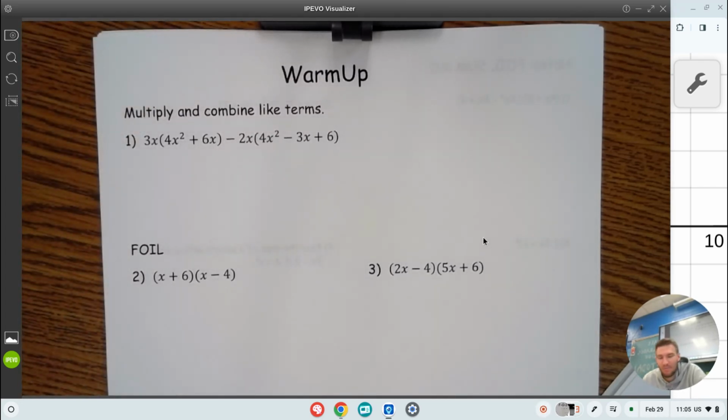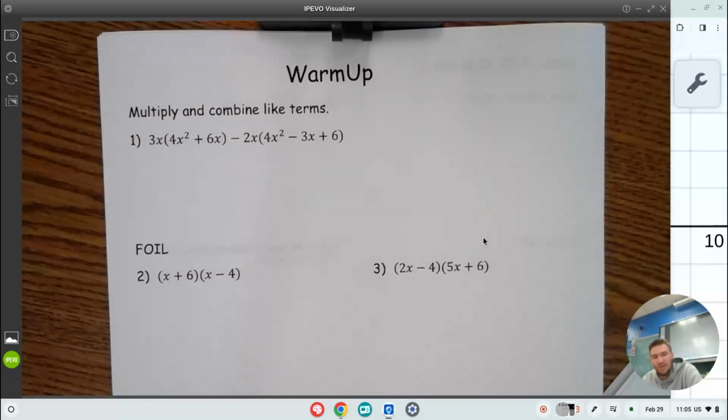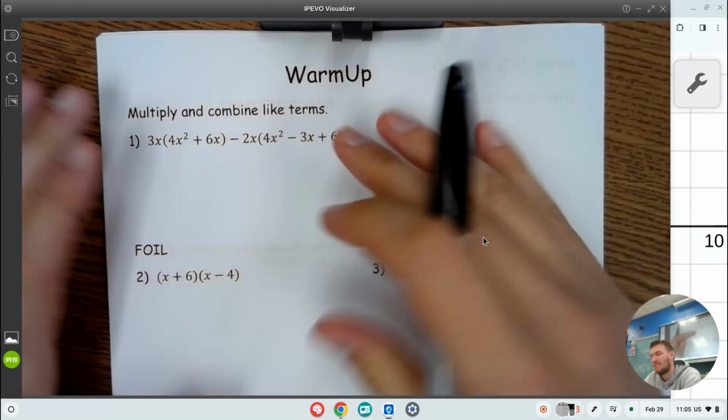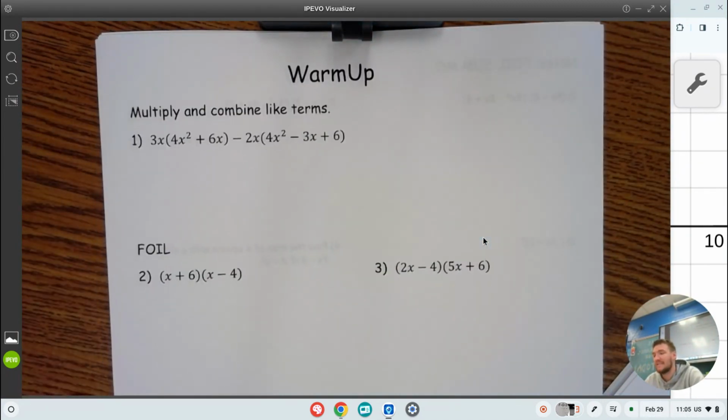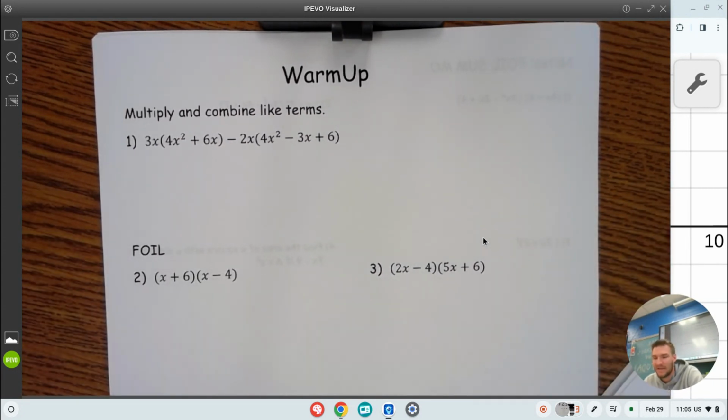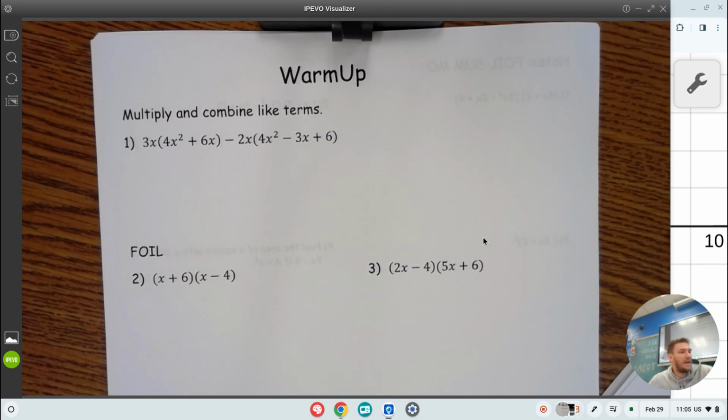Welcome back, everybody. We are working on a little bit of review to start. We're going to work on a little bit of review of distributing, and then we're going to get into foiling. We did some foiling yesterday, not a ton of questions. Maybe after the quiz yesterday, our attention wasn't super good, to be honest. So today is super important. We're going to go through quite a few questions.